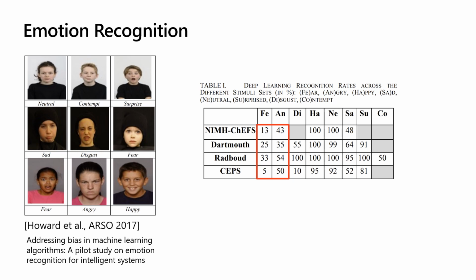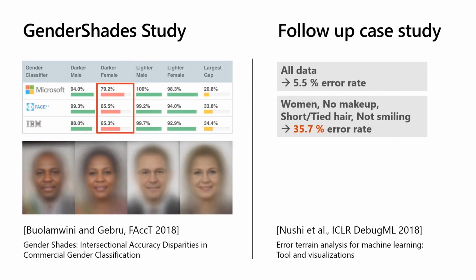A study conducted in 2017 on emotion recognition showed that emotion recognition models at the time had a high accuracy recognizing happiness in children, but that they did very poorly in detecting negative emotions such as fear and anger. Yet another influential case study on the task of gender detection, called Gender Shades, showed that for this task, several APIs had a much lower accuracy for women with a darker skin tone.